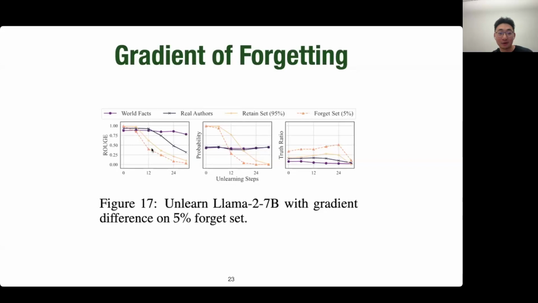Right? You can see that as we forget, my Rouge score on the forget set decreased first, and then the retain set Rouge decreased second, and then you forget about real authors, and in the end, you forget about world facts, right? So the forgetting actually happens based on the proximity of that knowledge to the forget set. So I think this suggests that knowledge exists in different parts or different directions of your weights, which I think is worth investigating.